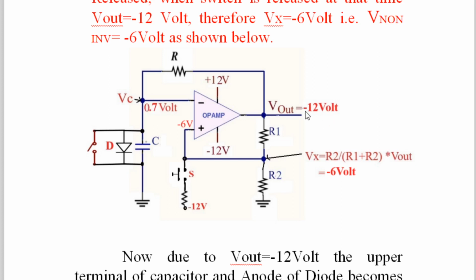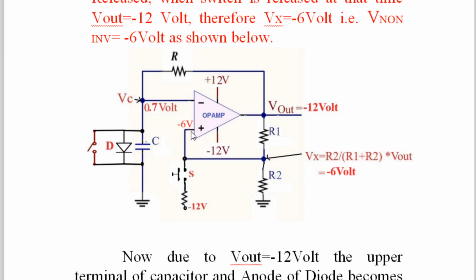Now your capacitor will start discharging, because this terminal is minus 12 volt. So discharging, or in another language, it is said charging in reverse direction. So now the capacitor will start charging in reverse direction from 0.7 volt and it will go negative. First of all it will come to 0 volt, and then it will go to minus 1 volt, minus 2 volt, and like that. Now see what will happen.